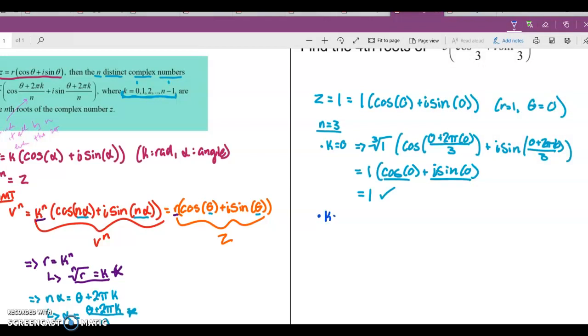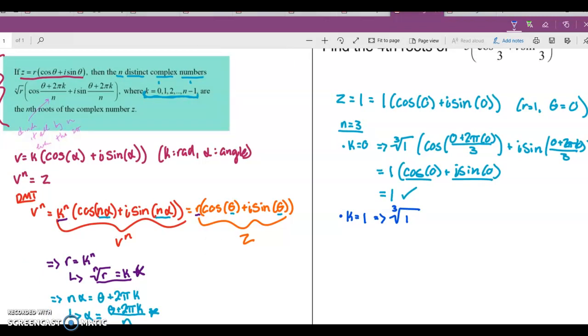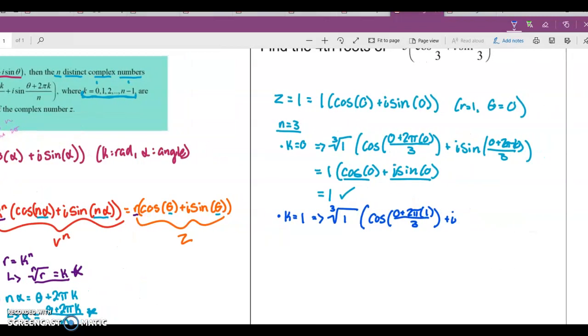Now we move on to where k is equal to 1. We do the same thing we just did. Plugging it into the same formula, we take the cube root of 1, times the cosine of, our theta hasn't changed, it's still 0, plus 2 pi times 1 all over 3, plus I times sine of 0 plus 2 pi times 1 all over 3.